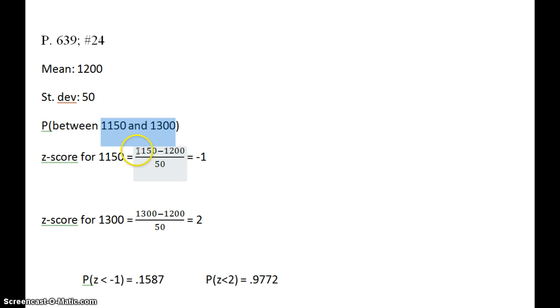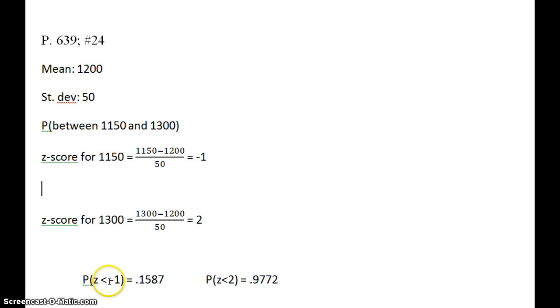To find the z-score, you take the number, subtract the mean, divide by the standard deviation. So 1150 is actually one step below the mean, so it's -1 because each step is worth 50. And 1300 is 2 steps above the mean. If you counted up by 50, you would go to 1250 and then 1300. So 2 steps, or just use the formula 1300 minus 1200 divided by 50 gives you 2. Okay, so we convert to z-scores.